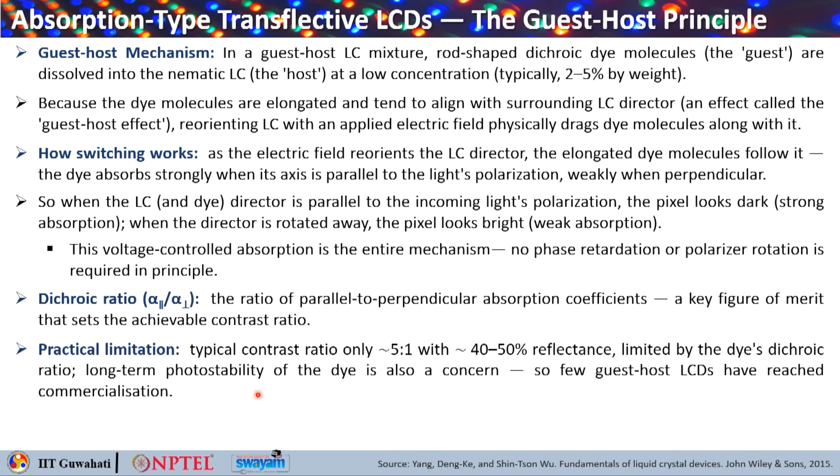Now it also comes with some practical limitations. Typical contrast ratio is only 5:1 with around 40 to 50% reflectance achieved using this kind of method. So you can see this is limited mainly by the dye's dichroic ratio, and the long term photostability of the dye also remains a concern. So you will see only very few guest host kind of LCDs have made it to the market.